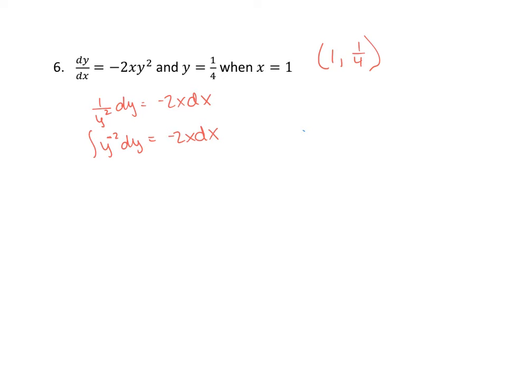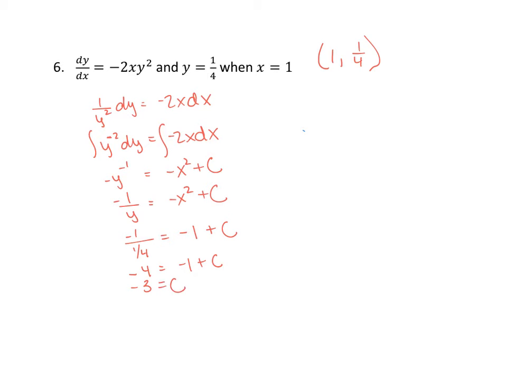And we find the antiderivative of both sides. Negative y to the negative 1 equals negative x squared plus c. I'm going to write this back as a fraction. And I'm going to plug in my point (1, 1/4). So I have negative 1 over 1/4 equals negative 1 squared is negative 1 plus c. So negative 1 over 1/4, dividing by 1/4 is the same as multiplying by 4. So I have negative 4 equals negative 1 plus c, and negative 3 equals c.